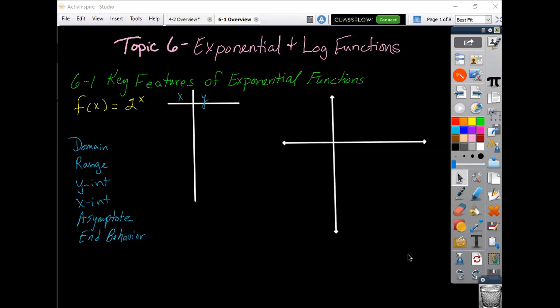Okay, topic 6 is going to be on exponential and log functions. The overview here for lesson 6-1. So what are some of the key features of exponential functions? For example, the domain, that's the x.